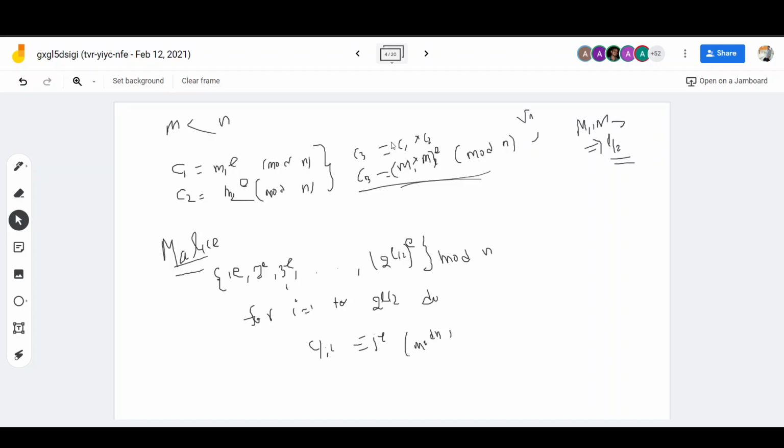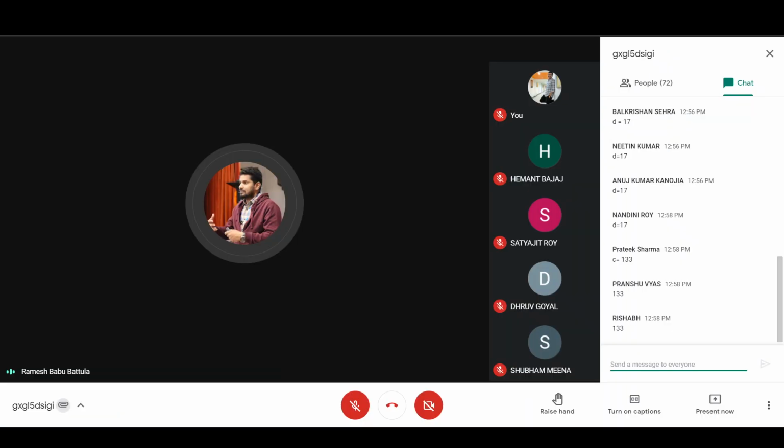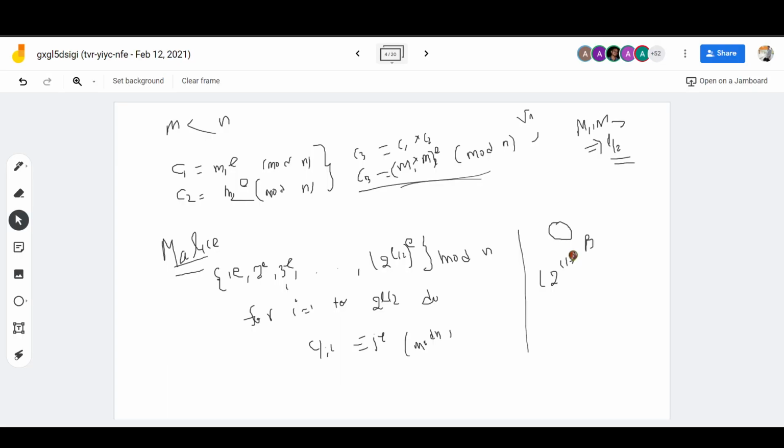So how much database do you require at max? The database which is required is going to be of the order of L by 2 times log to the power 3 of n. This much database is required to crack this.